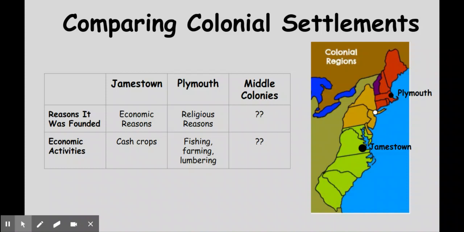The middle colonies are shown in orange on the map. They are located between the southern colonies and the New England colonies. The white dot shows the location of one of these important early settlements, which we will learn about next.